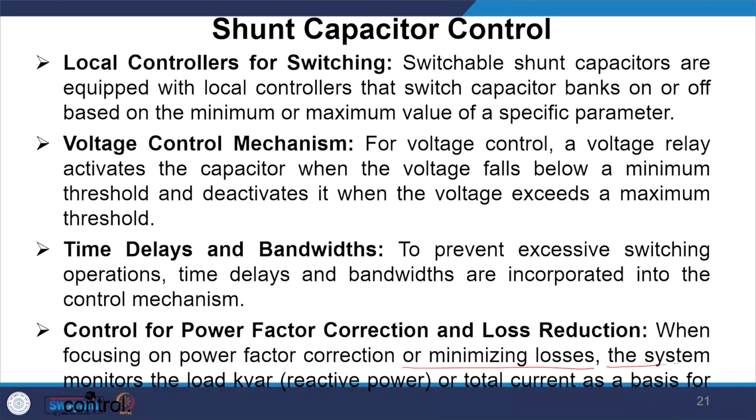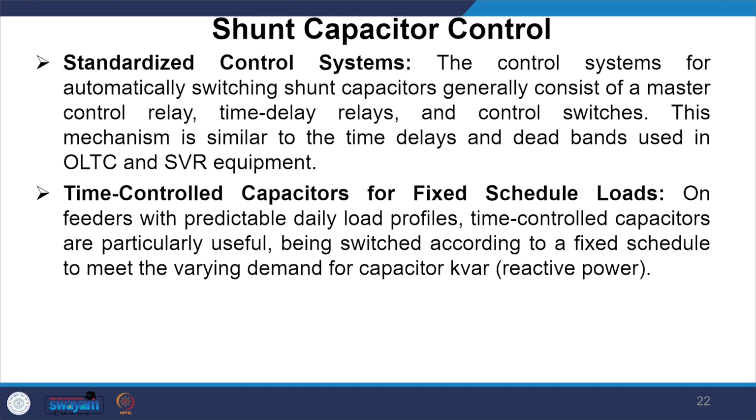To prevent excessive switching operations, time delays and bandwidths are incorporated into the control mechanisms. When focusing on power factor correction or minimizing losses, the system monitors the load kVAR, reactive power, or total current as a basis for its control. The control system for automatically switching shunt capacitors generally consists of a master control relay, time delay relay, and control switches. This mechanism is similar to the time delays and dead bands used in OLTC and SVR equipment.